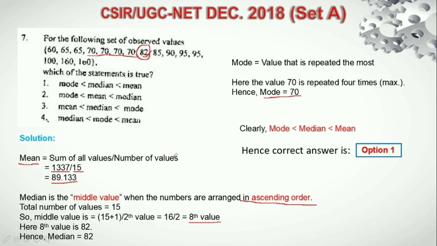Comparing the values of mean, median and mode, you can easily see that mode is the least value, median is the intermediate value and mean is the maximum value. So the correct order is mode is less than median and median is less than mean. So this means our correct answer is option 1.